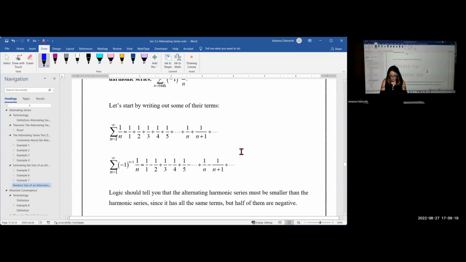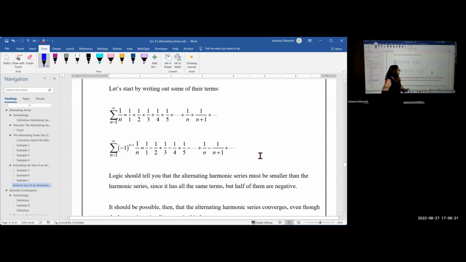Let's write out some of the terms so we can see it. We've got the harmonic series here where they're all positive, and the alternating one here where every other one is negative. It must be that this one is smaller than this one, and in fact, that is the case. So an alternating series is always going to be smaller than the series we would get if we were to take the absolute value of the sum.